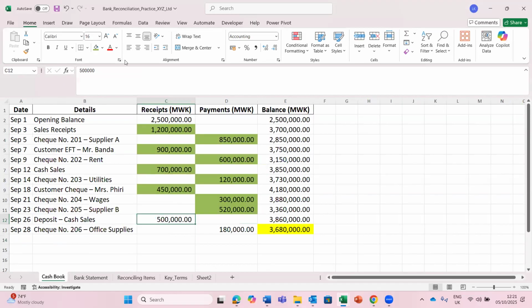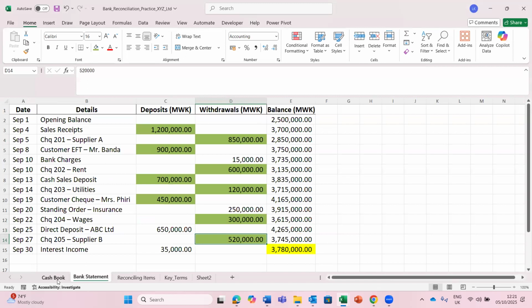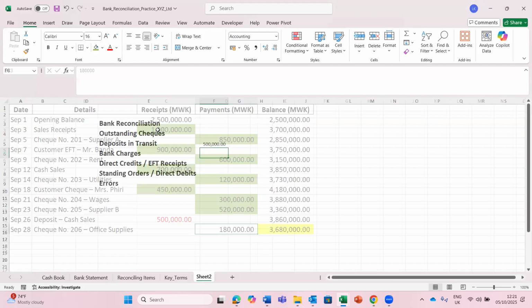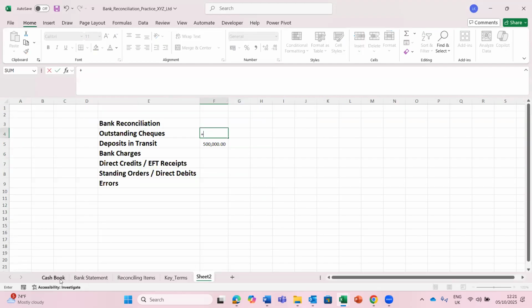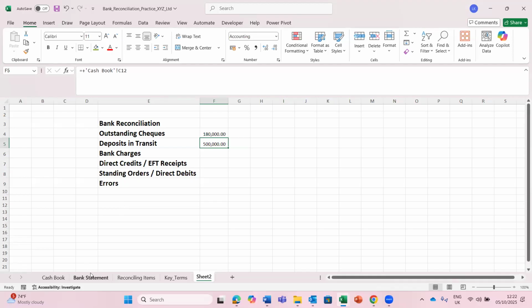Let's go back. Then there is a check number 206, office supplies. Okay, this one is not on the statement as well. 180,000. So this is what? Unpresented check or outstanding check. It has been issued, but it has not been presented to the bank. So this one will be outstanding check. Right. So let's go to the statement.